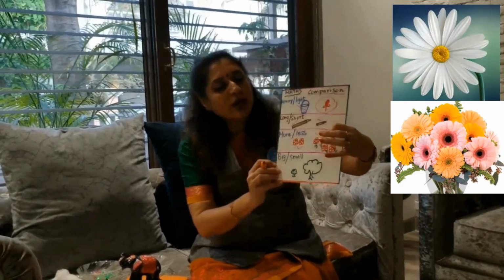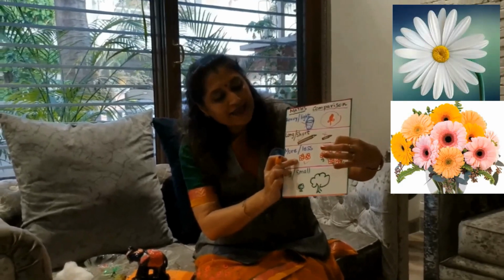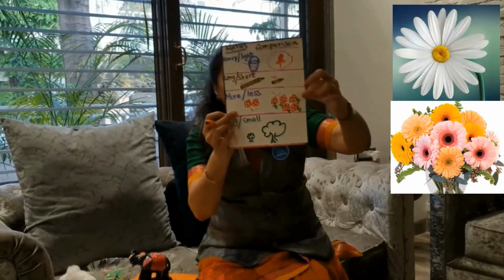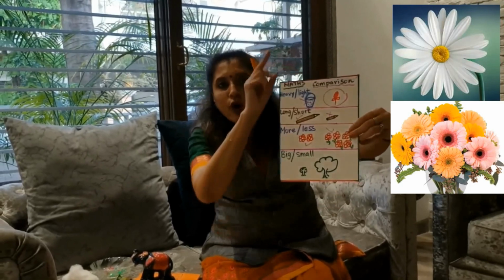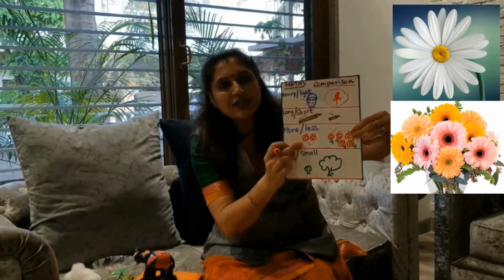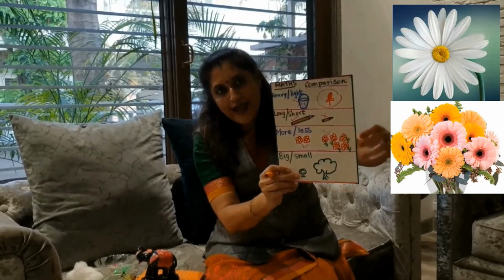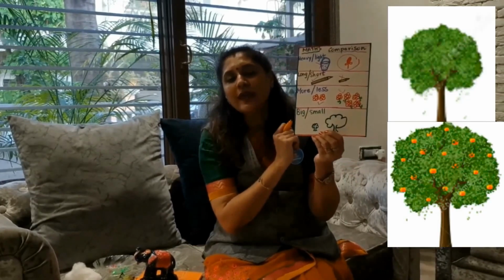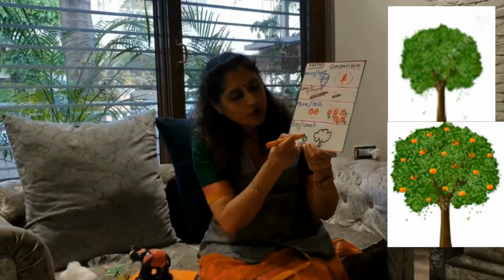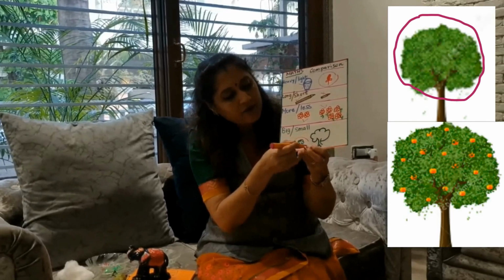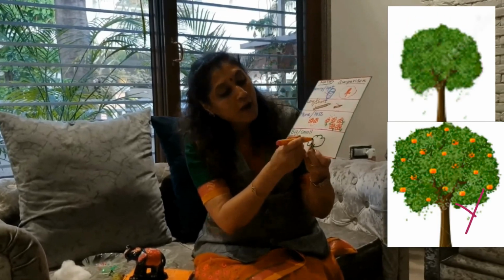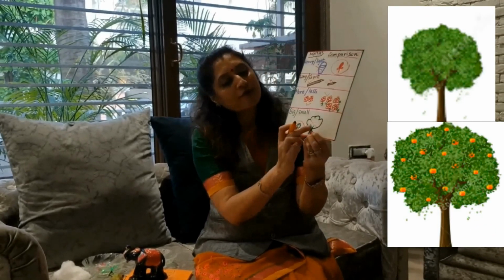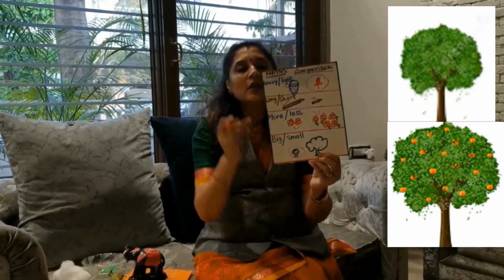Ma'am has put cross mark to the more object. And these are less flowers. How? See, these are only 2 flowers. And these are 5 flowers. So you have to cross the more object and you have to tick the less flowers, less object. Now in this, the last one, you can see 2 trees, big and small tree. So you have to circle the small tree and you have to cross the big tree.